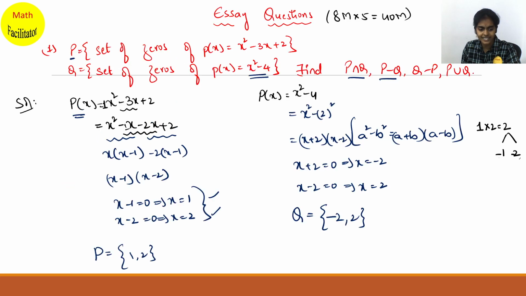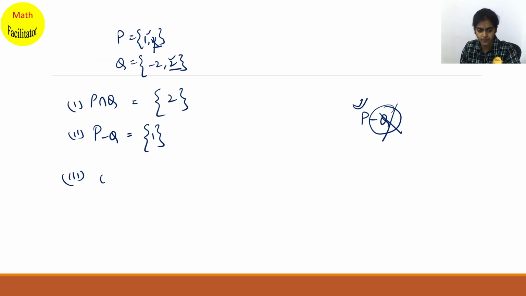Okay. Now the next one is we have to write what is Q minus P. Q minus P is nothing but, see here, for Q minus P you will take the set Q and you will remove the common elements of Q and P. Okay, so here you will take the set Q and 2 is common. 2 is the element of P as well as Q. So remove 2. So you have Q minus P as {-2}.